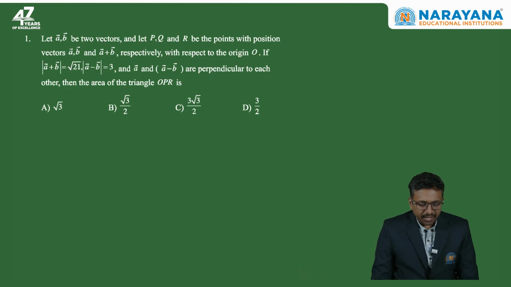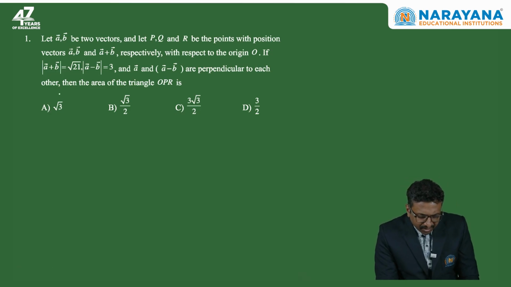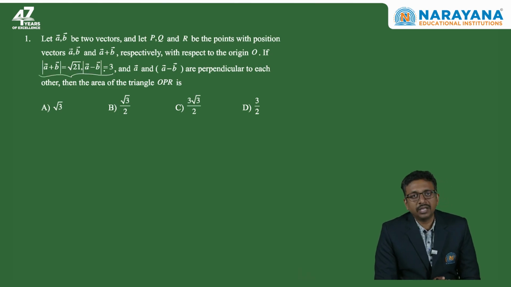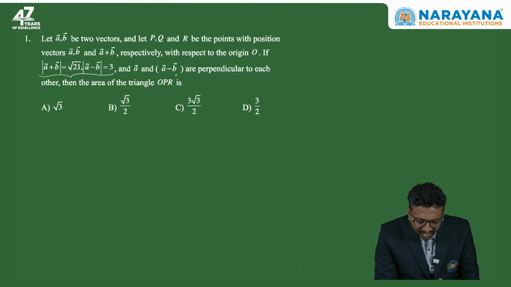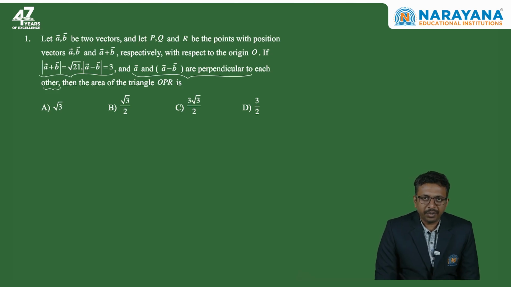So let vectors a bar and b bar be such that, let P, Q, R be points with position vectors a bar, b bar and a bar plus b bar with respect to origin. If mod of a bar plus b bar is equal to root 21, mod of a bar minus b bar is equal to 3. So this is the first piece of important information in this question. Keep this in mind. And if a bar and a bar minus b bar are perpendicular to each other, this is a second piece of information which is useful in this question. What is the area of triangle OPR?